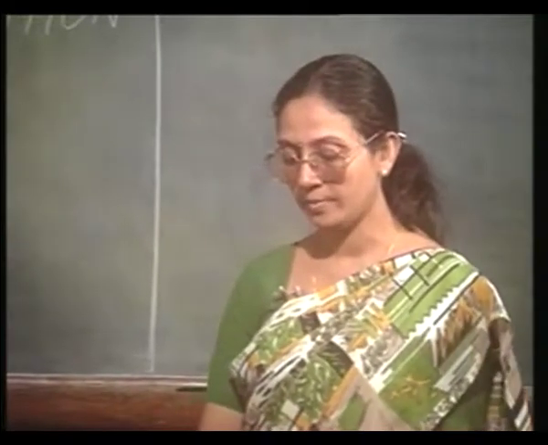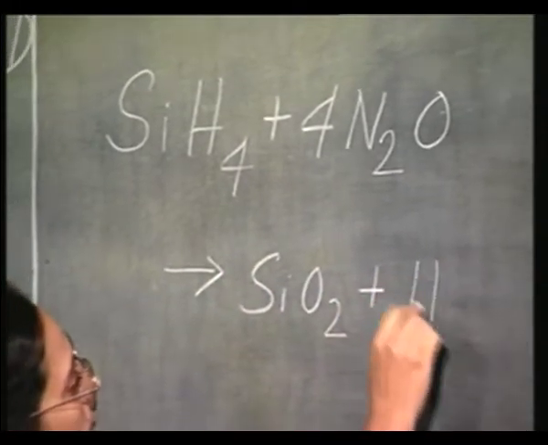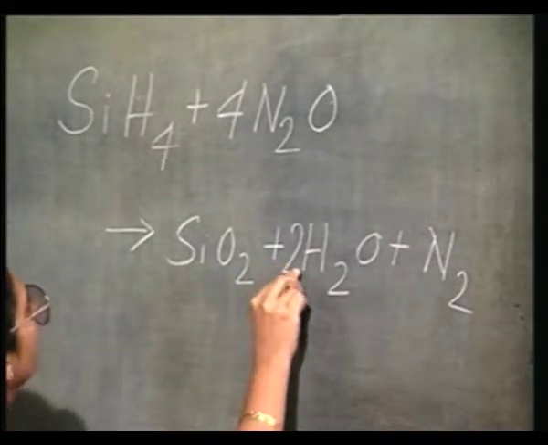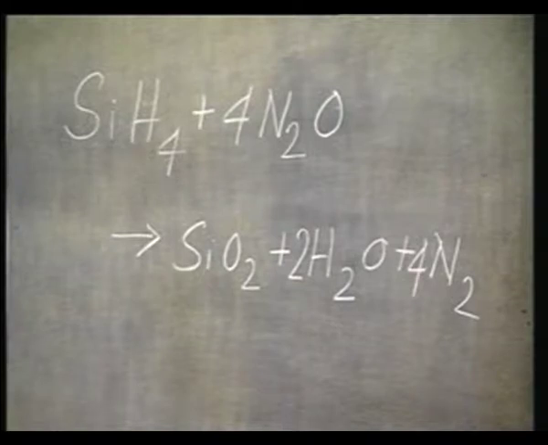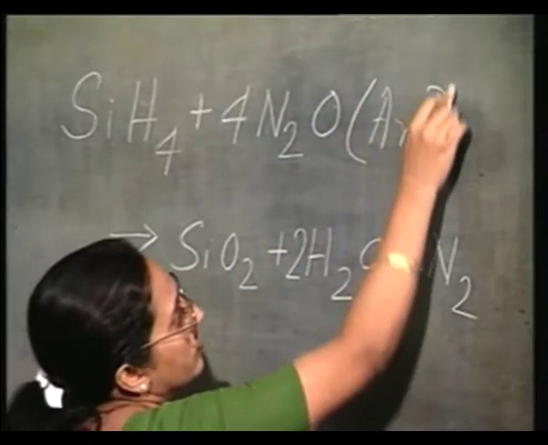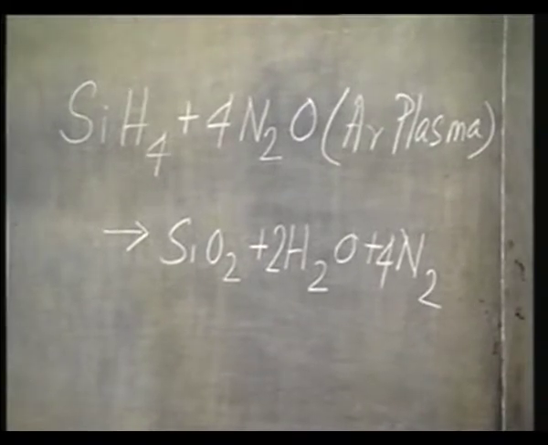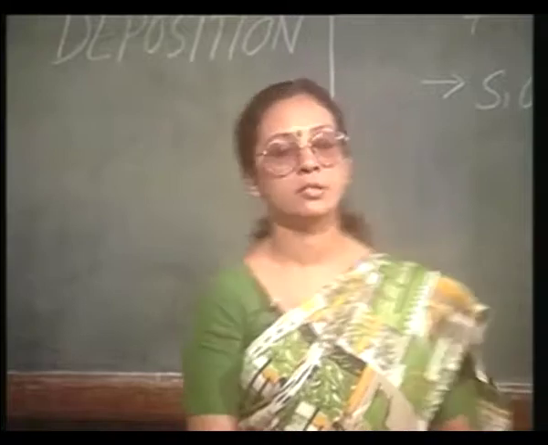In the presence of argon plasma, it reacts to give you silane plus nitrous oxide in argon plasma reacts to form silicon dioxide with byproducts of nitrogen and water, and the temperature of this reaction is about 200 degrees centigrade.